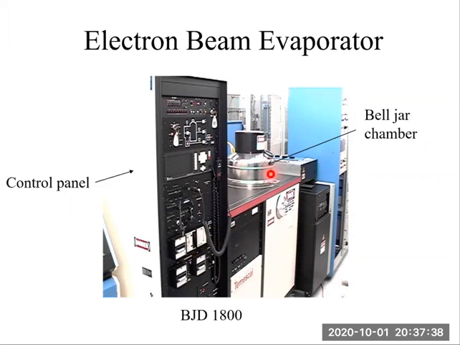This is a chamber. The wafer is placed inside this chamber. And this is a control panel. To the right, this is the power supply for the e-beam source. And the model name is BJD 1800. That's an e-beam evaporator.